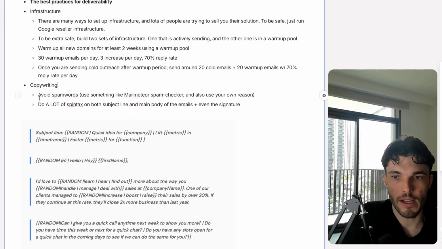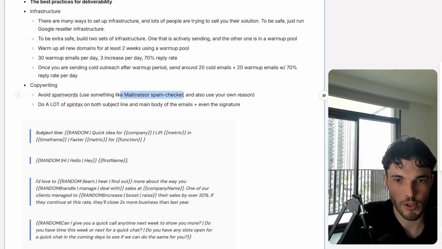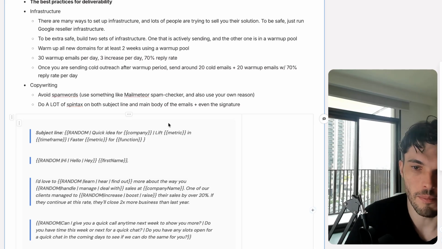Now, on the copywriting side of things, you want to avoid spam words. If you don't know what spam words are out there, you can use Mailmeteor's spam checker. Just search it on Google and you will find it. Once you paste in your copy, it's going to tell you which of the words are spam words.